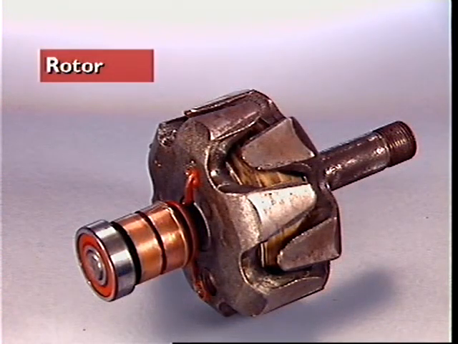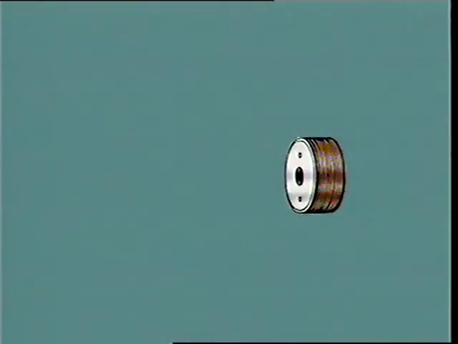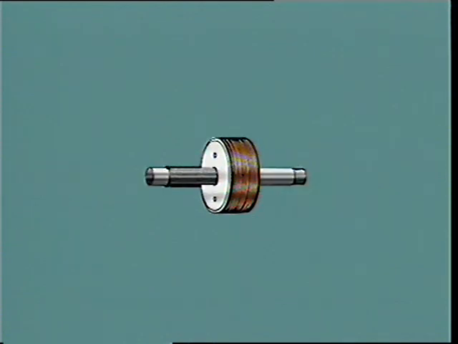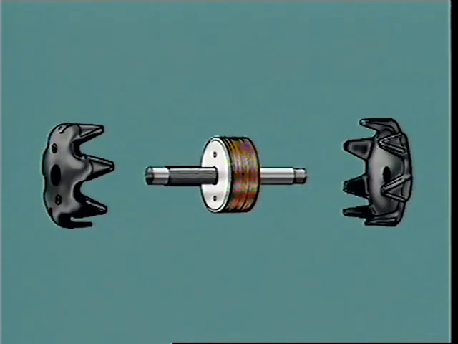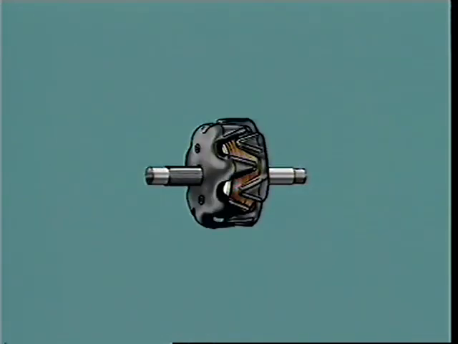This section examines the rotor. It consists of a coil of wire wound on an iron core and pressed on a steel shaft. An iron segment is fastened on each side of the coil assembly so that the projections or claws interlace.